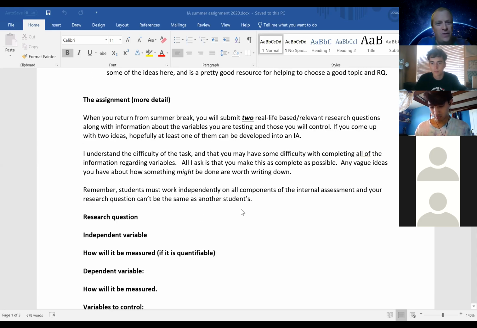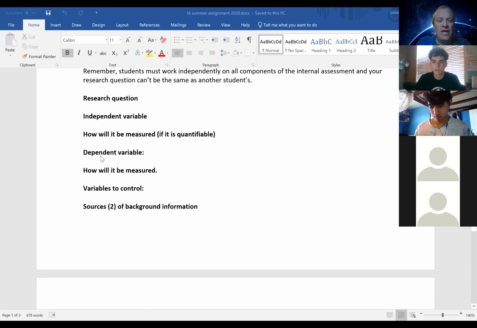So what I want you to do, and again, I know that this is hard, is to try to come up with 2 RQs. Basically, you're going to fill this little thing out for each one. What is my research question? What is the independent variable? How am I going to measure that? How will that be measured?